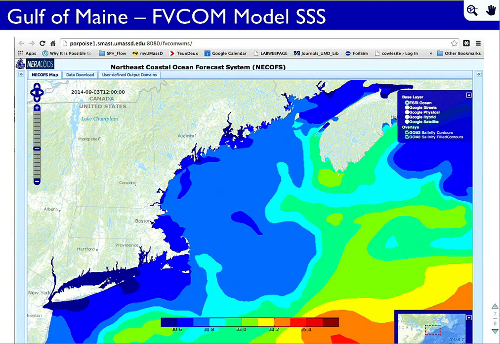This slide shows a snapshot of the FVCOM model for the Gulf of Maine. This is a model developed by Changsheng Chen at UMass Dartmouth. It now runs a forecast for the northeast U.S. through the NERACOOS system, and you see the website address above. So it's running 3-day forecasts. This is a snapshot for today, September 3rd, 2014, just to give you an idea of the model-computed sea surface salinity in our region.